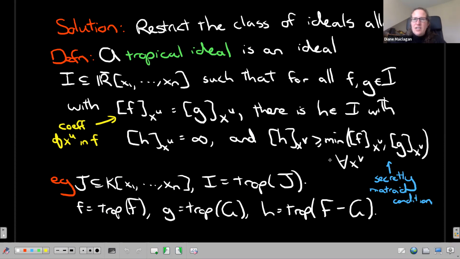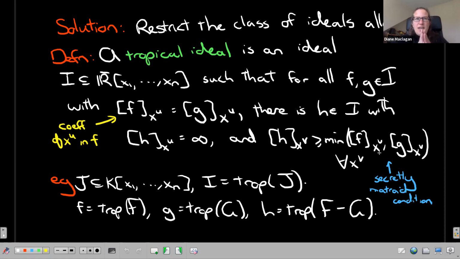And then this condition is just the condition on valuations, because the valuation for x to the v, the coefficient of x to the v, is the coefficient in f minus the coefficient of g, and this is the condition on valuations in a sum or a difference. Okay. And I'll just make a side remark for anyone who likes combinatorics and matroids, that this is secretly a matroid condition.